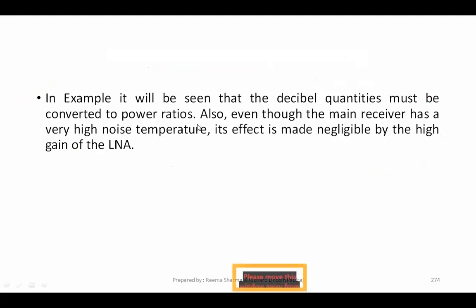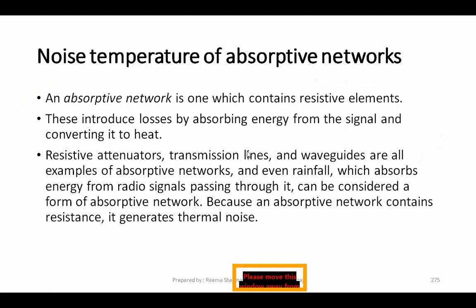Also, even though the main receiver has a very high noise temperature, its effect is made negligible by the use of the LNA. So that's the importance of having the low noise amplifier.